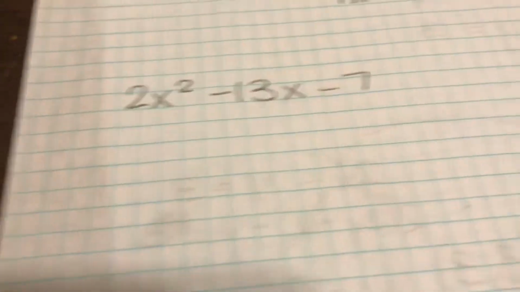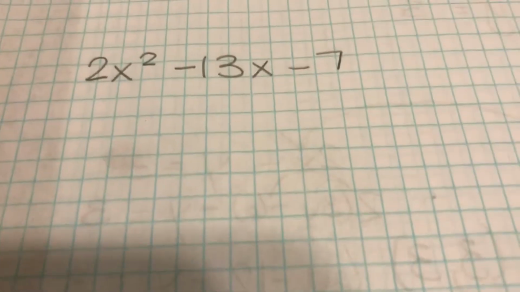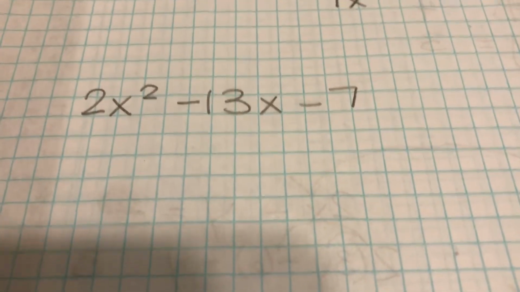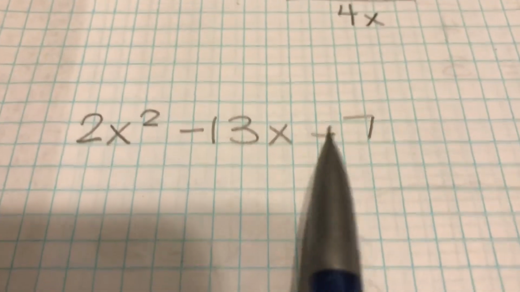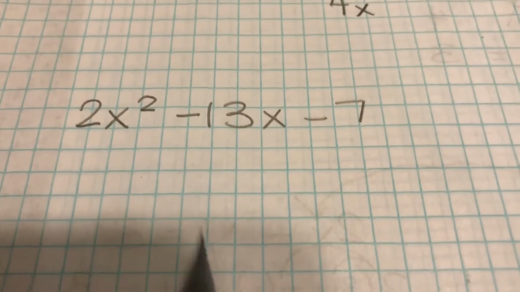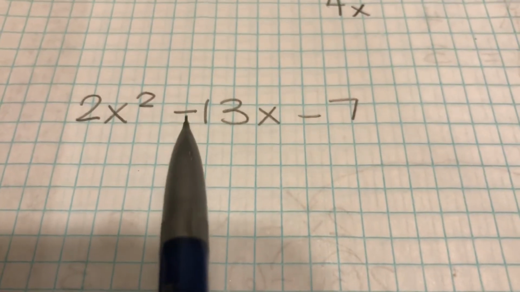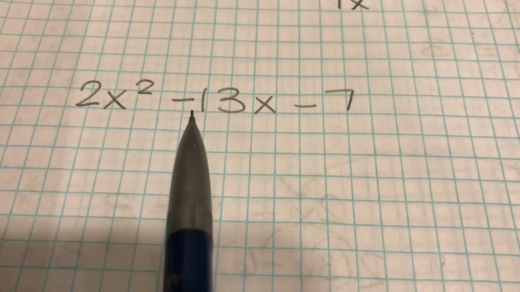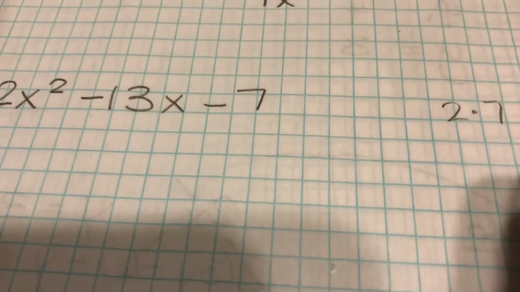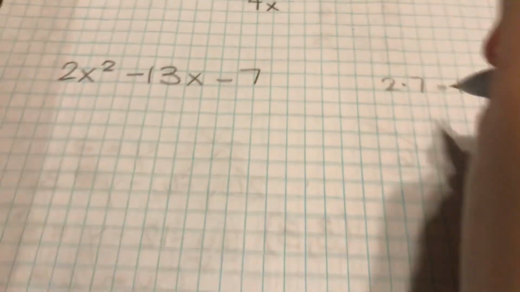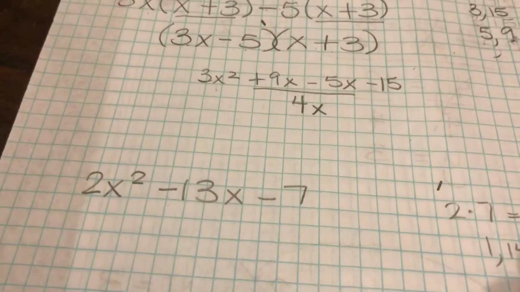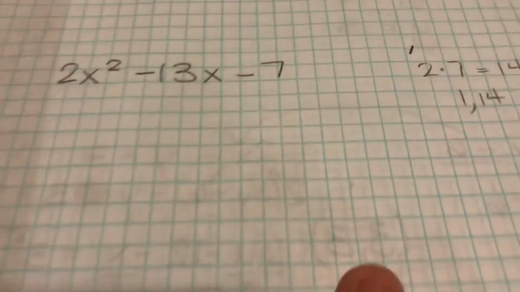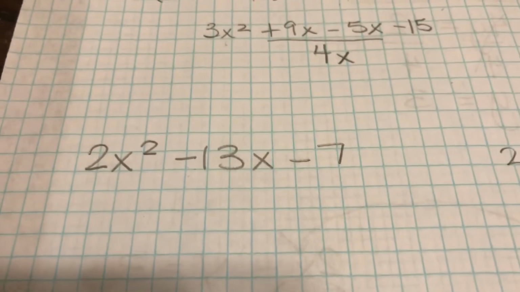2x squared minus 13x minus 7. Well, 13, 2, and 7 are all prime, so I know that I can't pull a GCF out. And I see that I have a negative and a negative, so I know it's going to be a plus minus in the middle, and my larger factor is going to go with the negative because it has to keep that sign. So I'm going to do 2 times 7, which is 14. And immediately 1 and 14, if I subtract them, is going to give me that 13. Okay? So I have 1 and 14.